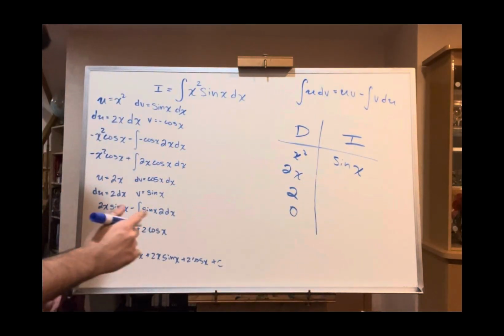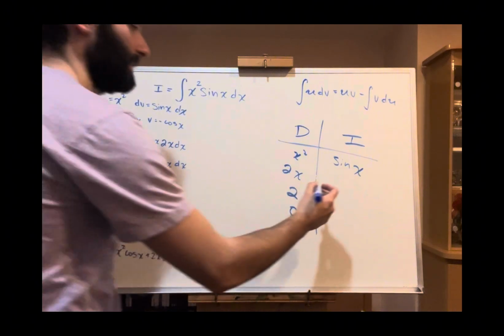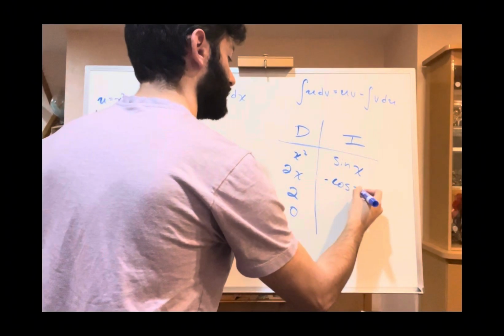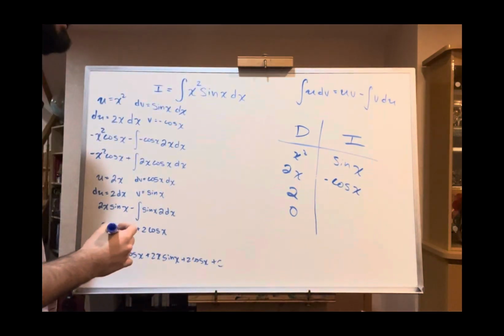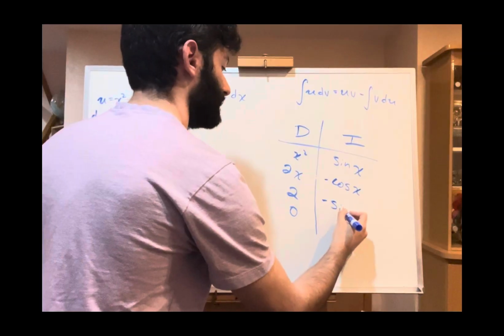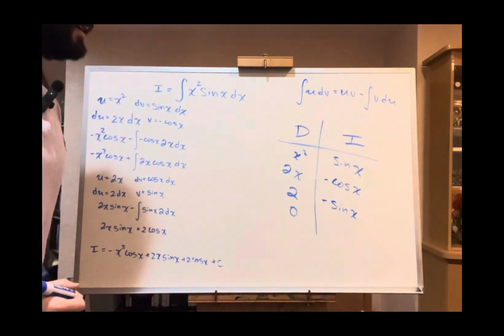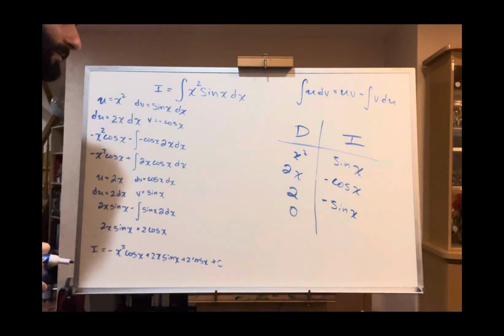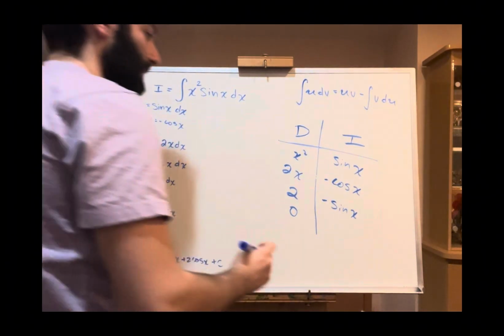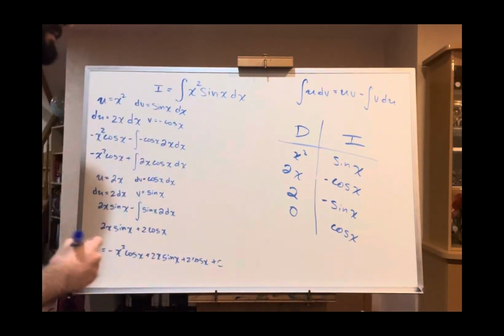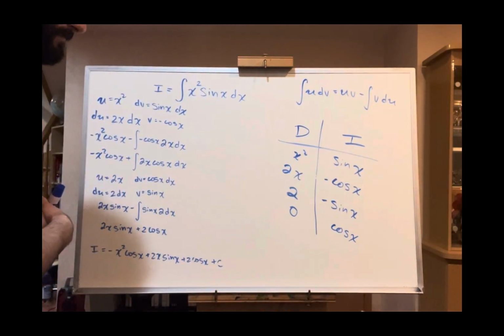And then we integrate until each row has its complement. So the integral of sine of x is negative cosine of x. And then the integral of negative cosine of x is negative sine of x. And then the integral again is going to be cosine of x, right?